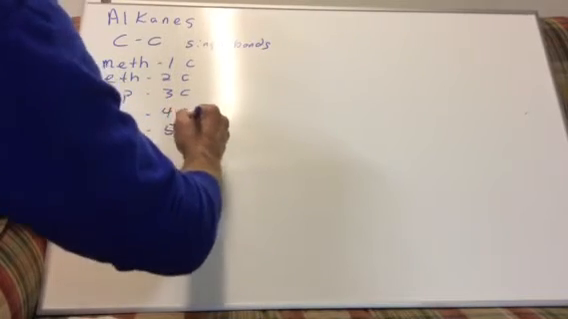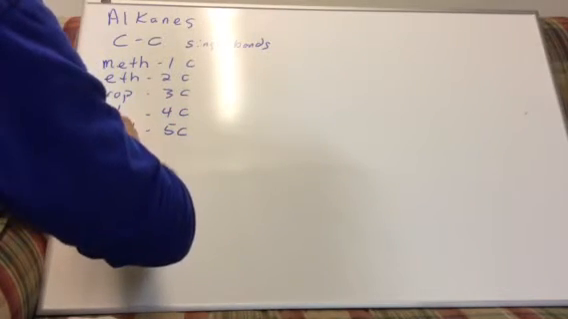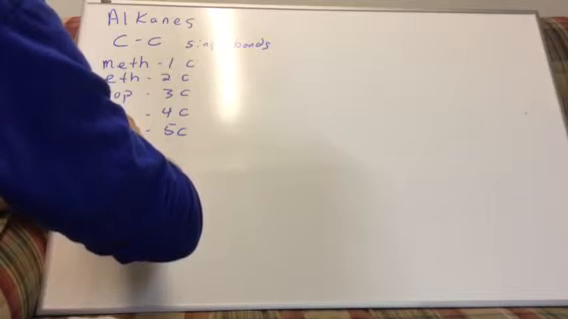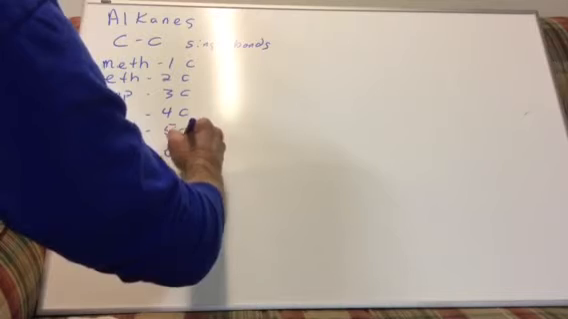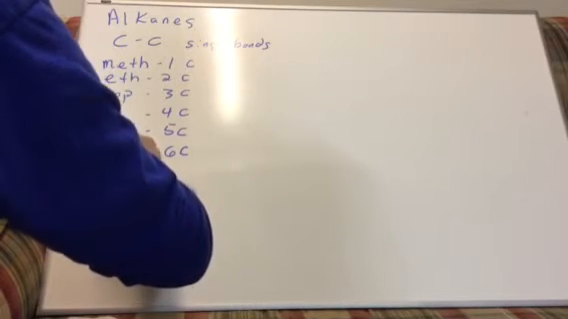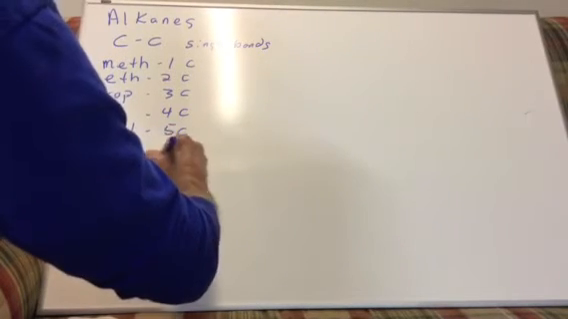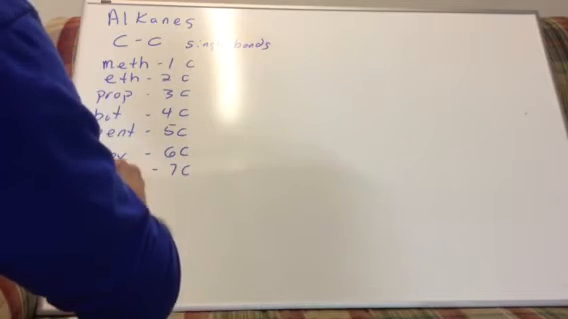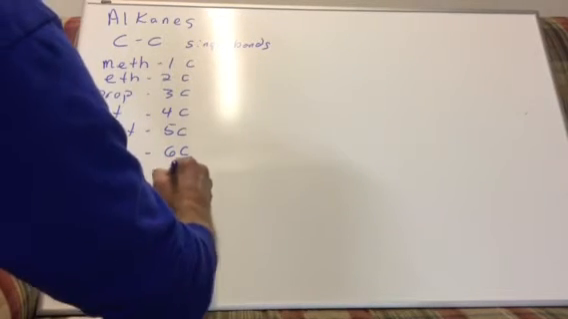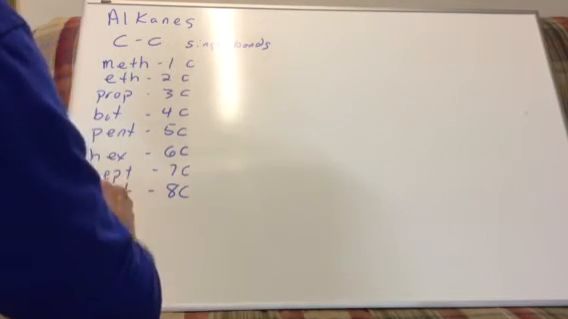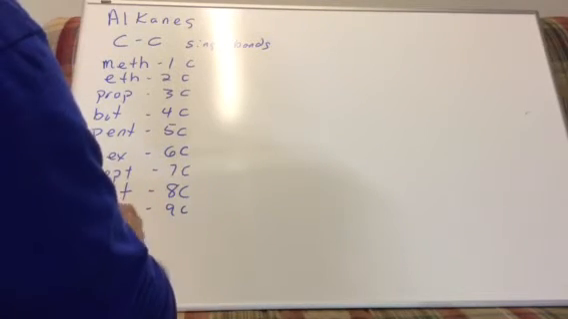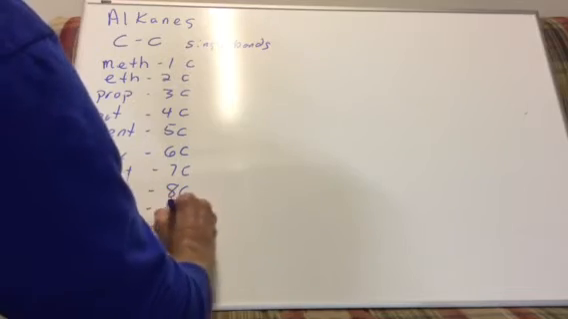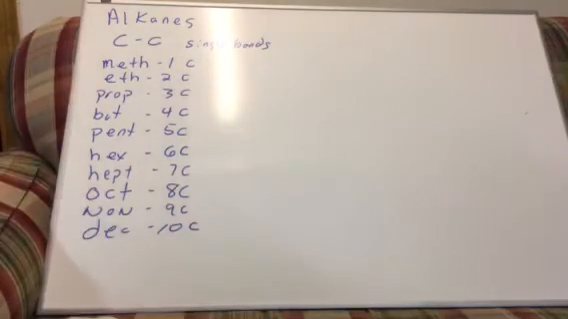Pent, which is 5. Hex, which is 6. Hept, which is 7. Oct, which is 8. Non, which is 9. And dec, which is 10. So all single bonds.